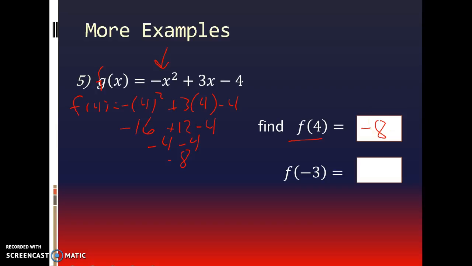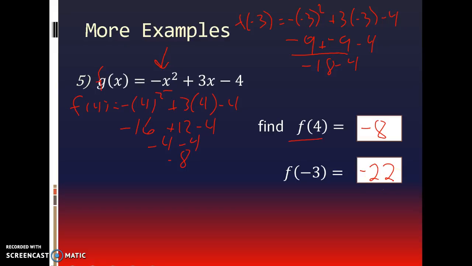If I try negative 3, you could pause it and then try it with me. That would be ideal here. So f of negative 3 is simply going to be negative, and then I have the x, which is negative 3 squared, plus 3 times negative 3 minus 4. So here we have negative, but then negative 3 squared, that's negative 3 times negative 3, which is 9. Plus 3 times negative 3 is actually negative 9 minus 4. Negative 9 minus 9, that's the same thing as negative 9 plus a negative 9, which is negative 18, minus 4. And that's negative 18 plus a negative 4, which is negative 22.